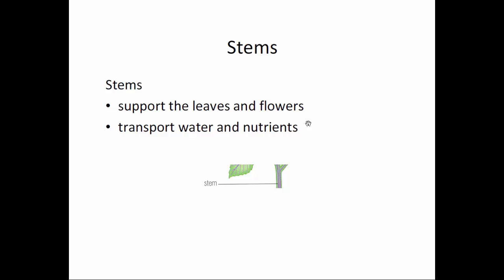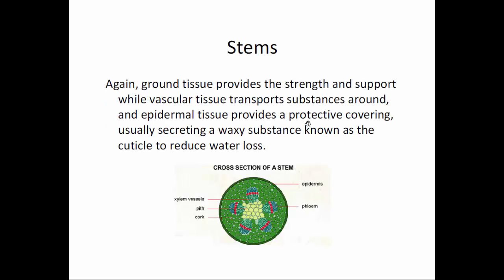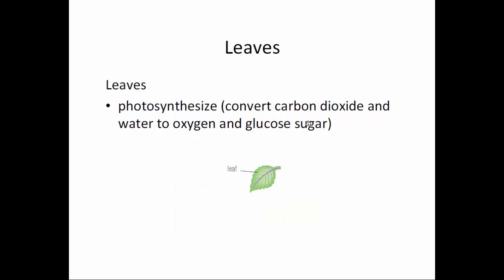Stems provide support to keep the leaves and flowers off of the ground, and they also transport water and nutrients between the leaves and the roots. So that ground tissue is the strength and support. The vascular tissue transports substances around. The epidermal tissue is primarily protective. So the cuticle is a waxy substance that keeps the plant from losing too much water to the air.